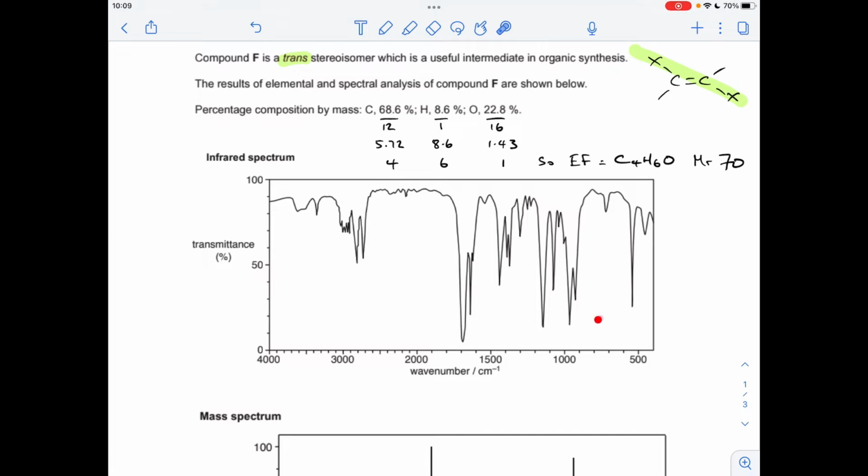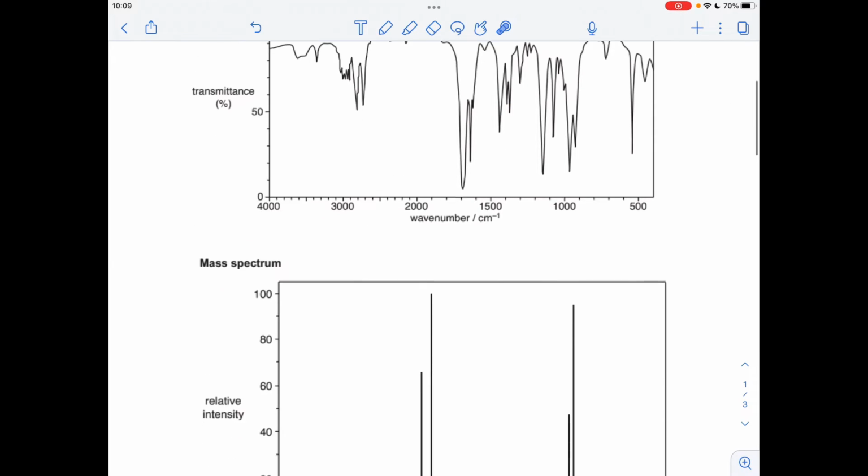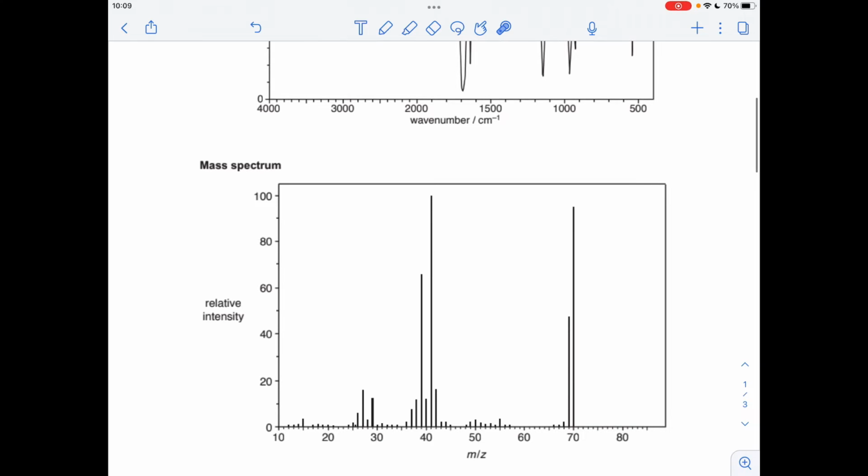I know the infrared spectrum's next on the list, but if we jump to the mass spectrum and look at the peak furthest to the right, its M over Z value is 70. So that's telling us that the MR of the molecule is 70. Therefore the molecular formula must also be C4H6O.